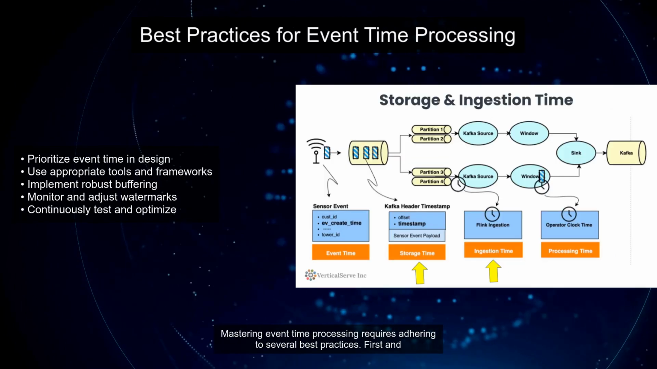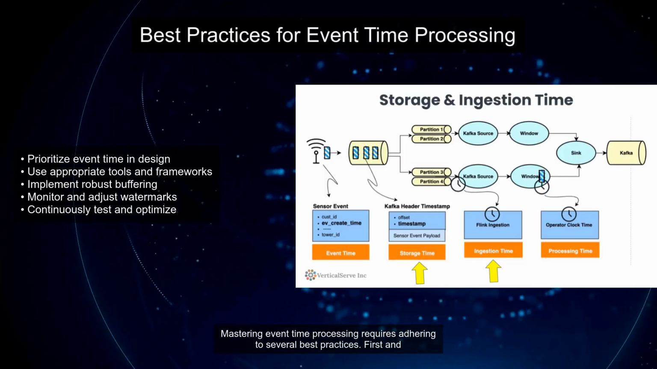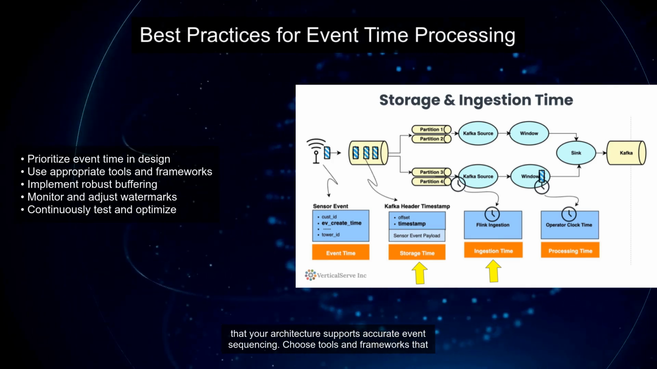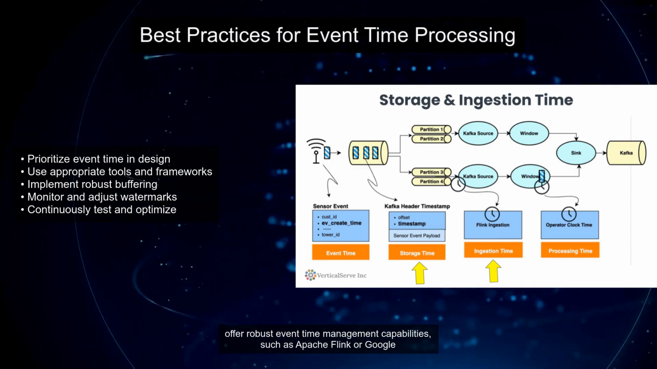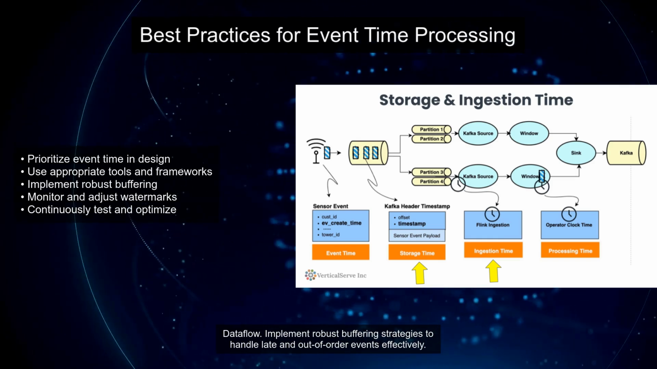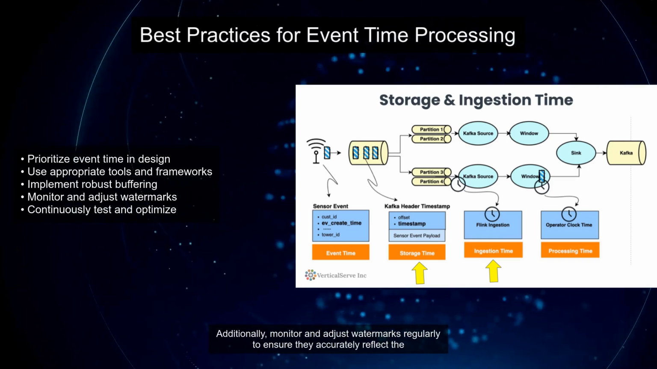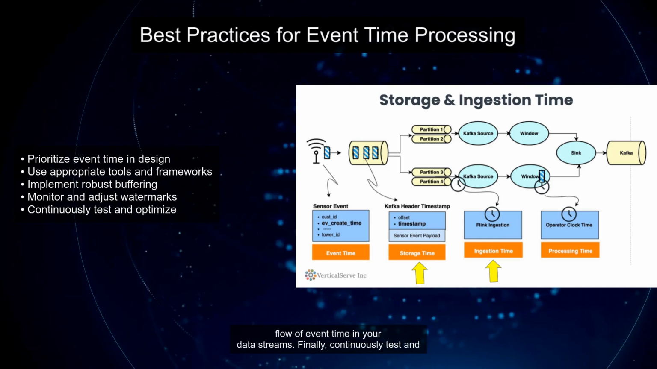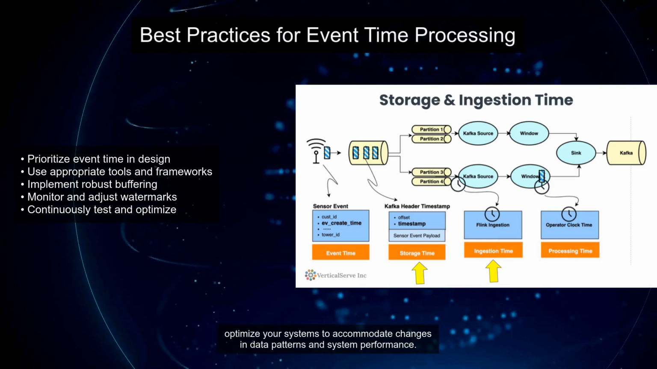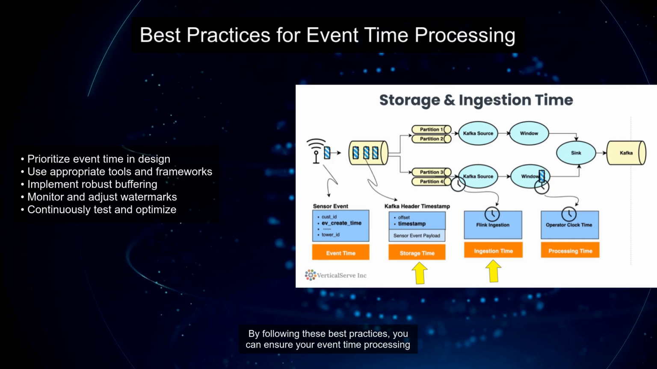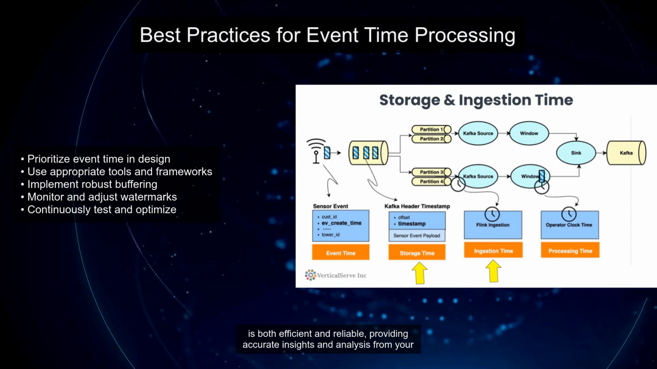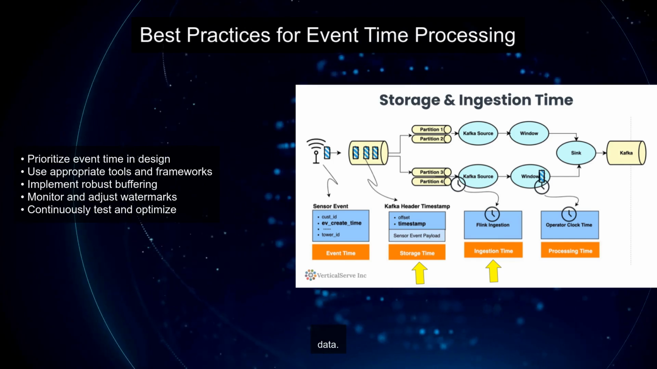Mastering event time processing requires adhering to several best practices. First and foremost, prioritize event time in your system design from the outset, ensuring that your architecture supports accurate event sequencing. Choose tools and frameworks that offer robust event time management capabilities, such as Apache Flink or Google Dataflow. Implement robust buffering strategies to handle late and out-of-order events effectively. Additionally, monitor and adjust watermarks regularly to ensure they accurately reflect the flow of event time in your data streams. Finally, continuously test and optimize your systems to accommodate changes in data patterns and system performance. By following these best practices, you can ensure your event time processing is both efficient and reliable, providing accurate insights and analysis from your data.